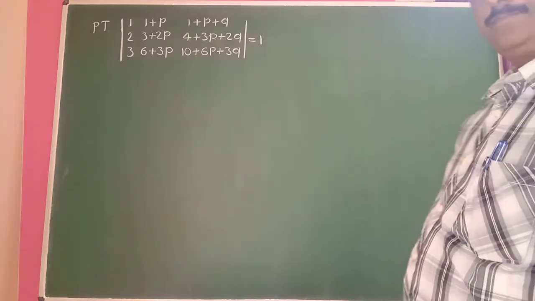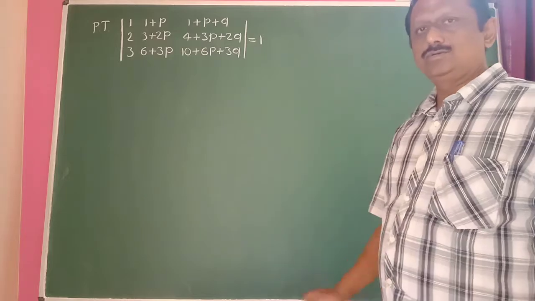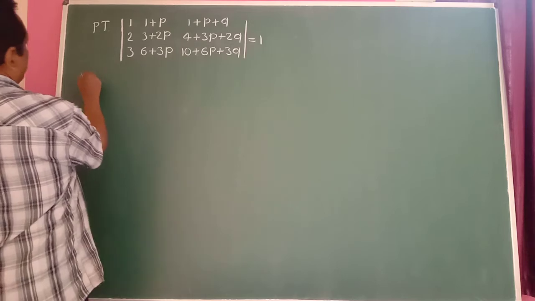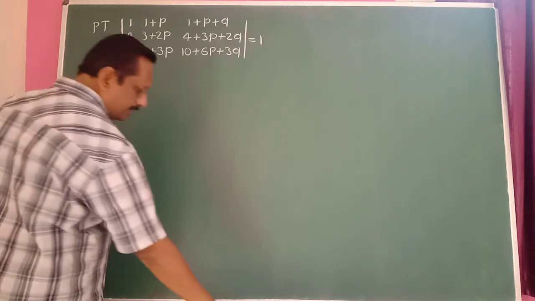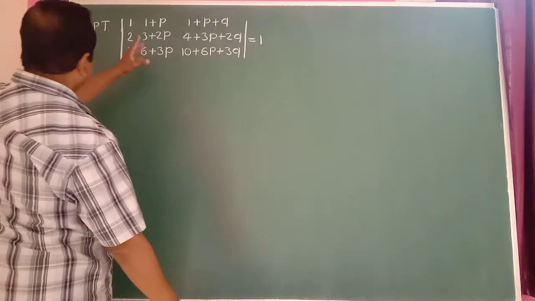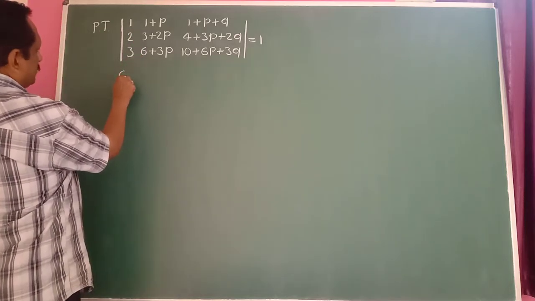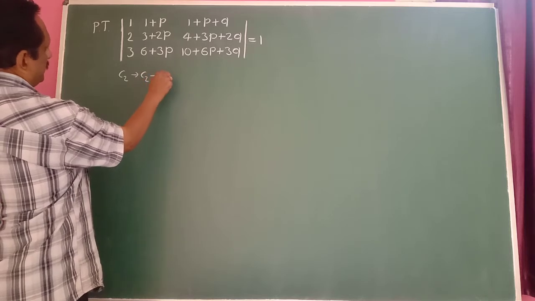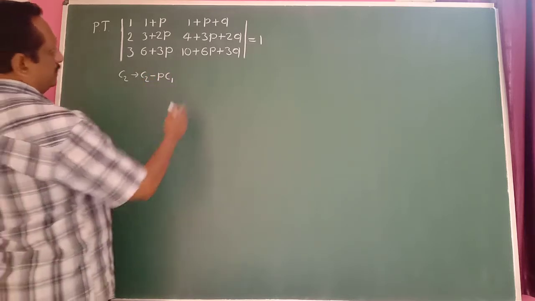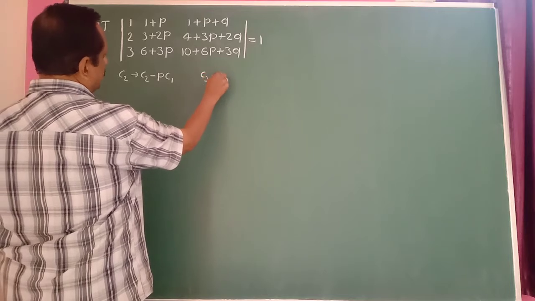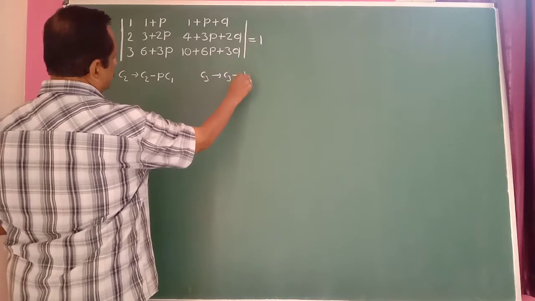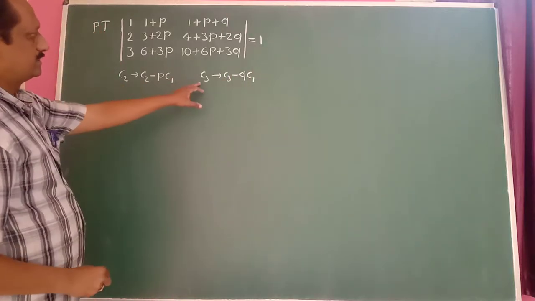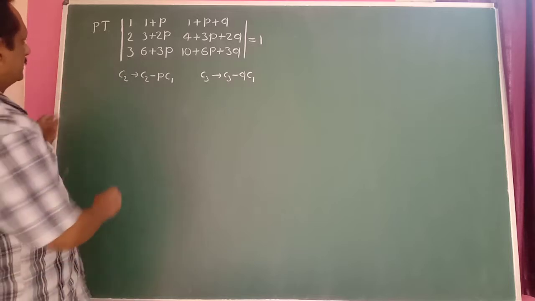So in this example, we have to show LHS equal to RHS. First take the LHS. In this example, C2 gives C2 minus P into C1, and C3 gives C3 minus Q into C1. So only the second and third columns change. The first column is written as it is.